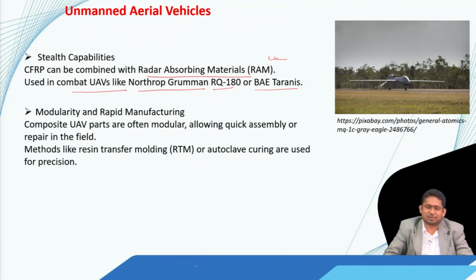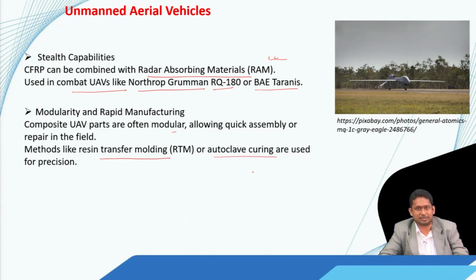Apart from that, with composites we get better manufacturing advantages. Composite UAV parts are often modular, which allows for quick assembly and repair in the field. Methods like RTM, resin transfer molding, and autoclave curing are used for better precision.